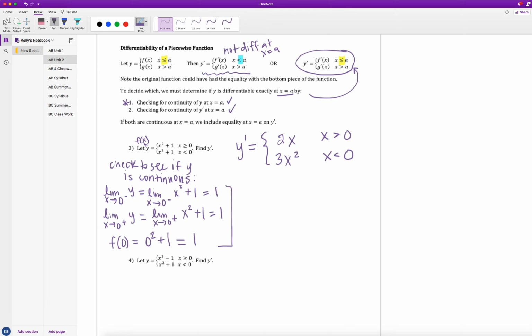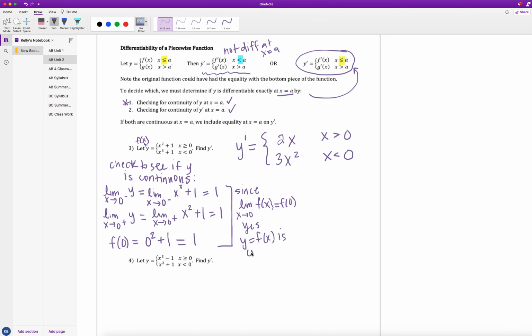What all of this tells us, since the limit from the left equals the limit from the right equals the function value, is that yes, our original function is continuous. So let's write all that out. Since the limit as x approaches 0 of y, or f of x, I'm going to stick with f of x, equals f of 0, then yes, our function y, which we're calling f of x, is continuous at x equals 0.